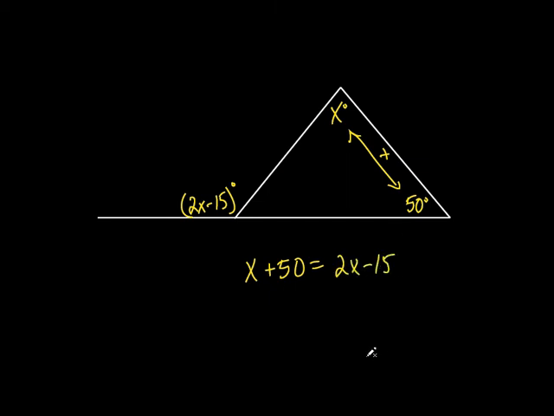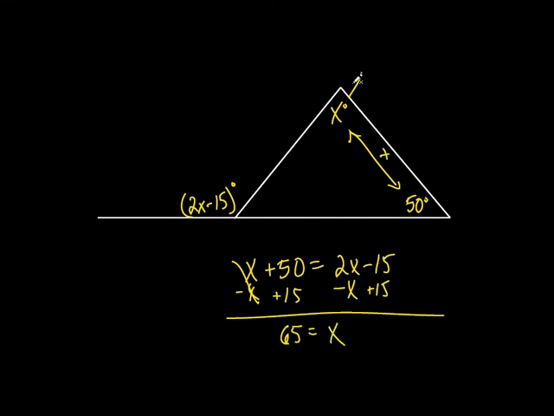And now we can actually solve for x, and we can actually find what the angles in this triangle are equal to. So let's do it like this. Let's subtract an x from both sides right here, and let's add a 15 to both sides. And let's see what we get. That cancels. That's a 65. 2x minus x is just x, and this cancels, so x is equal to 65. So this angle right here is 65 degrees.